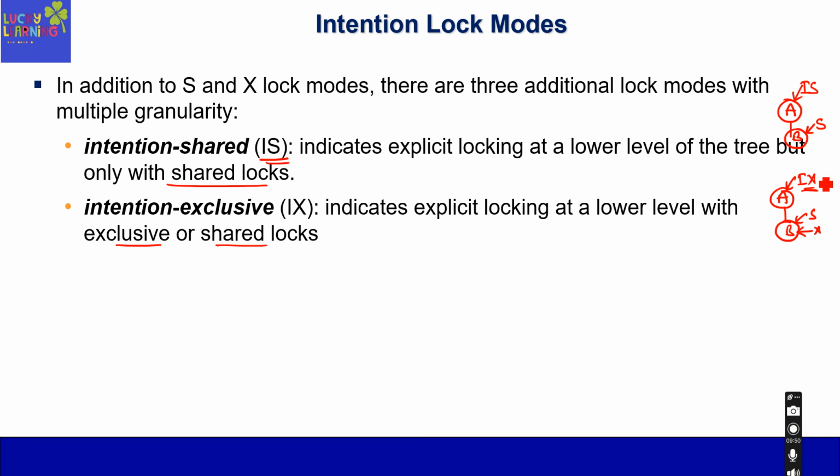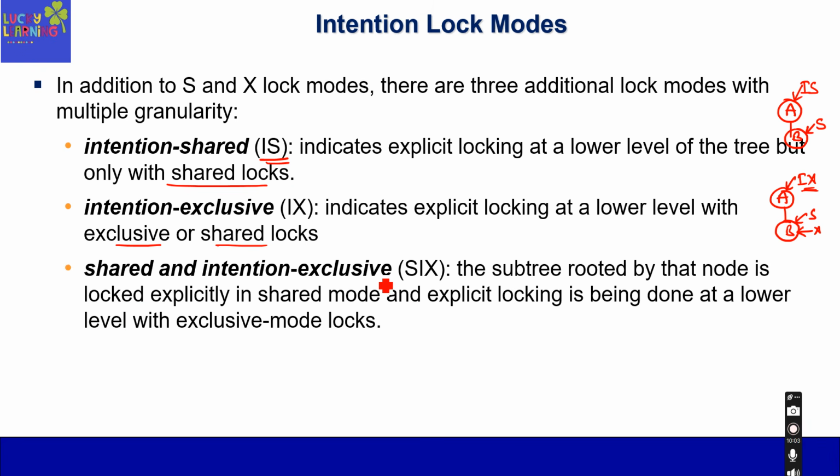Because IX is for indicating an exclusive lock, and an exclusive lock is for both reading and writing purposes, if a node is locked in IX mode, its children can be locked in S mode or exclusive mode. And the third one is called shared and intention exclusive.